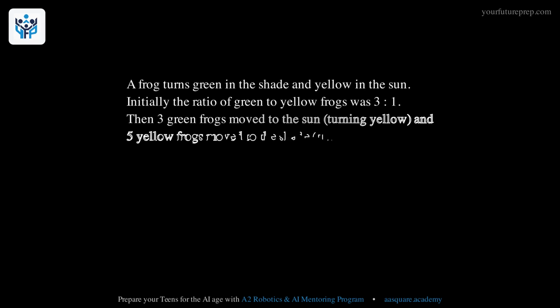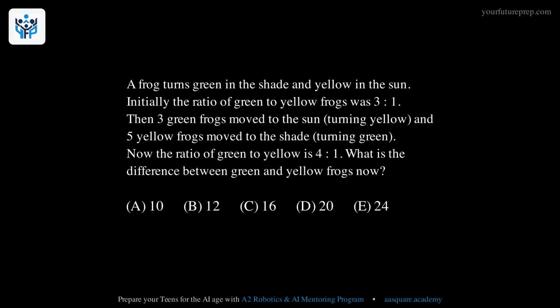A group of frogs lives in a tree. A frog turns green in the shade and yellow in the sun. At first, the ratio of green frogs to yellow frogs was 3-1.